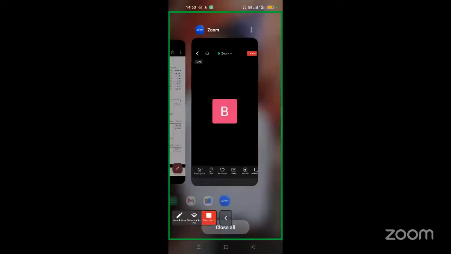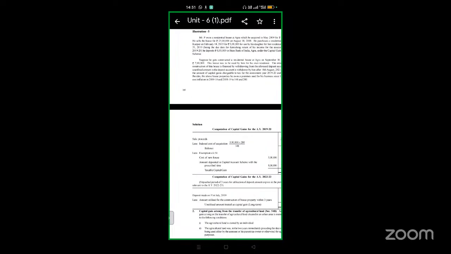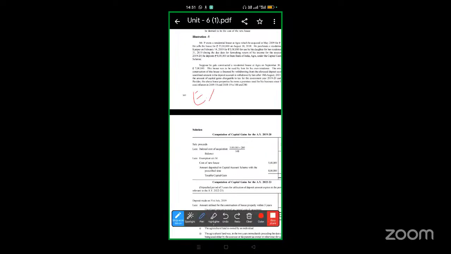This is how income from capital gains is calculated. And for this we even have exemptions. Exemptions under section 54. We call them exemptions. So under this section 54 also, we have exemptions.